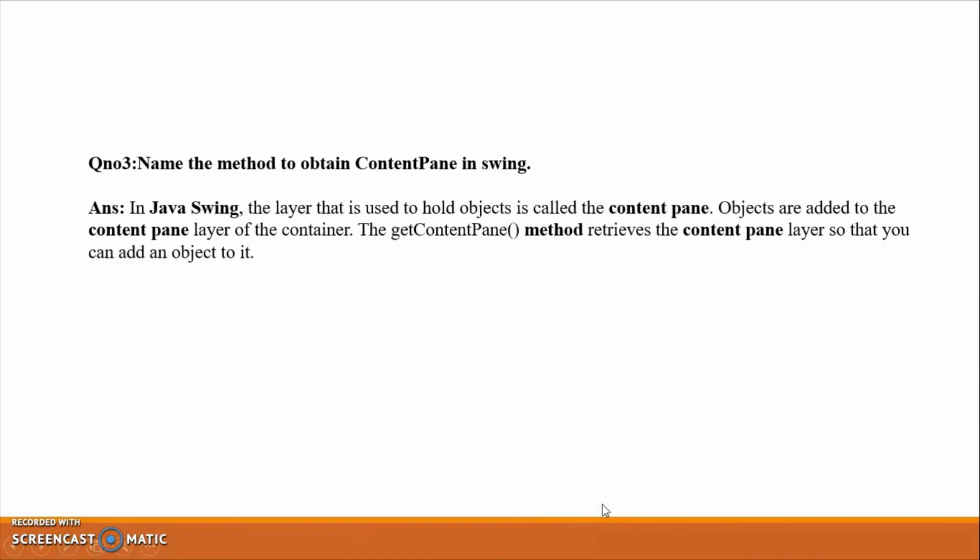Last question: name the method to obtain the content pane in Swing. In Java Swing, the layer that is used to hold objects is called the content pane. Objects are added to the content pane layer of the container. The getContentPane method retrieves the content pane layer so that you can add objects to it. In the theory part I also explained that in Swing, unlike applet, you add the controls to the content pane. How to retrieve the object of the content pane? Using the getContentPane method. So practical number 6 is over.